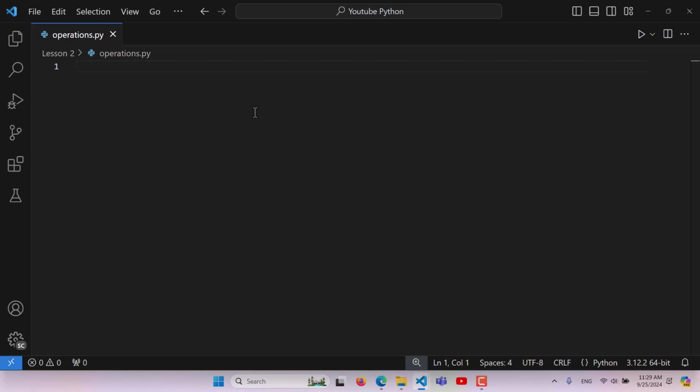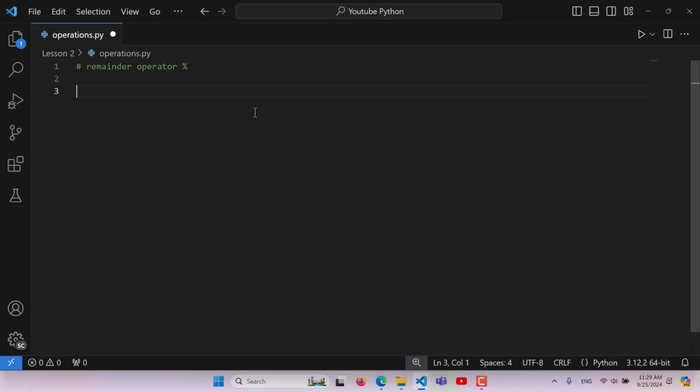All right, so this operator is the remainder operator. We show the remainder of a division using this operator, and we use this percentage sign for this operator in Python. So let's see how this operator works.